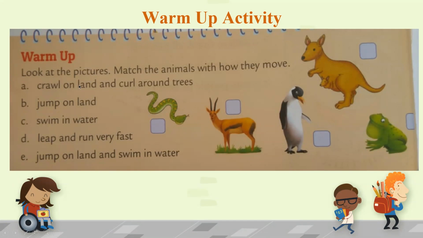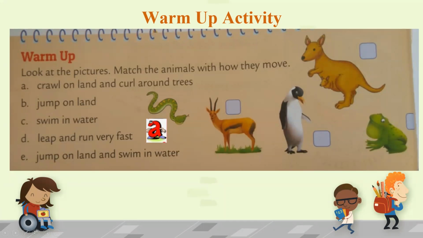So here, crawl on land and curl around trees. Who does these works? Who crawls on the land and curls around trees? Means they will rotate around the trees. Which animal does that, my dear little ones? Wonderful. Snake. Correct.